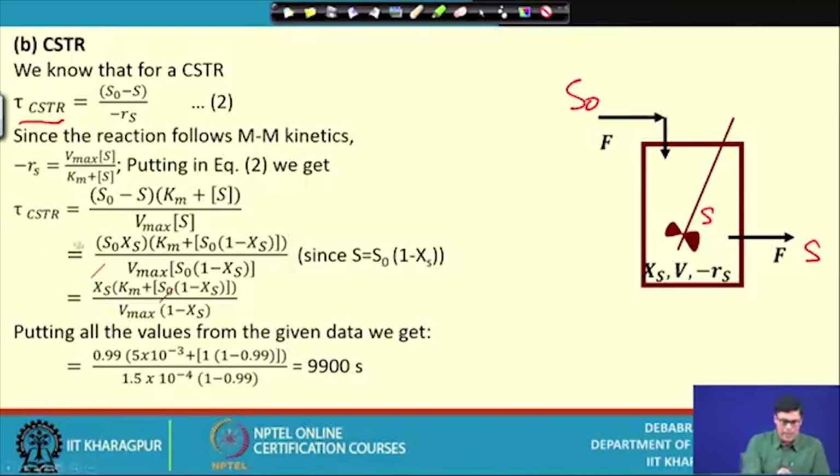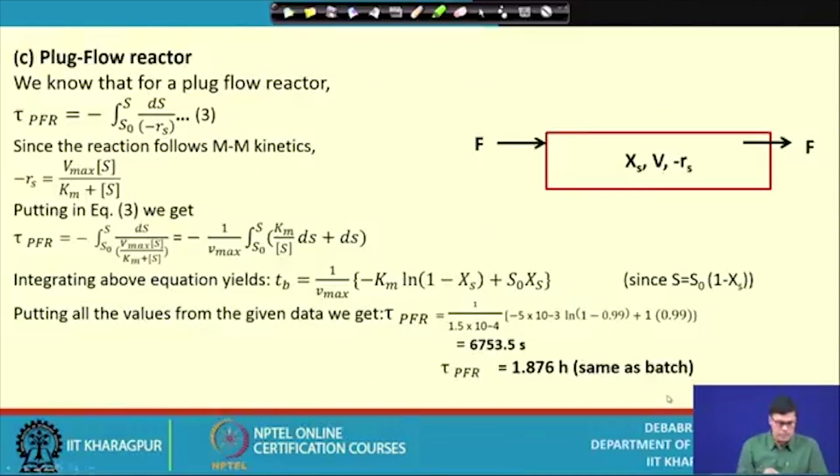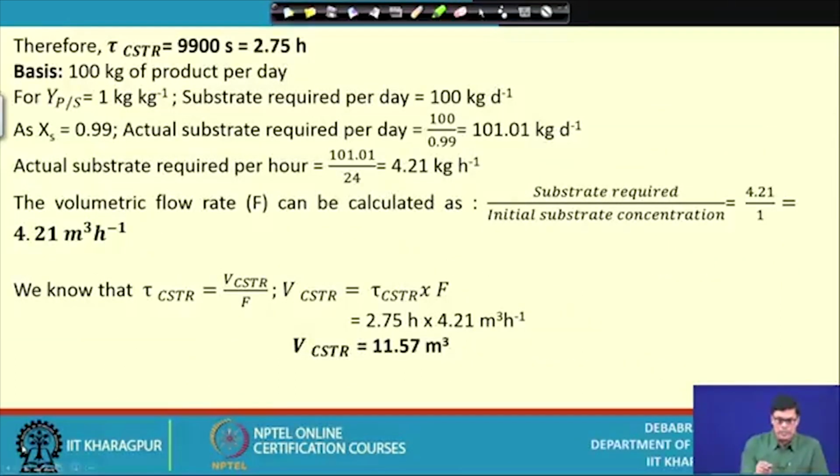And then we can write this equation in this form, and finally we get this particular expression. Then we put in the value of XA, that is 99% conversion, and we find out tau CSTR. Once you know the tau CSTR value, we can convert it in terms of hours.